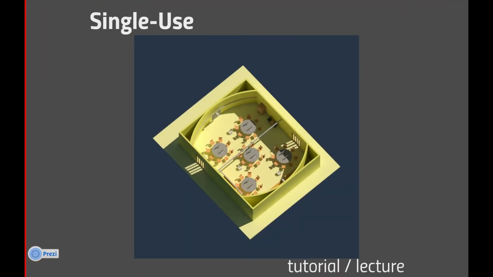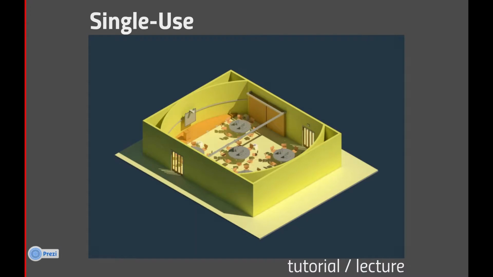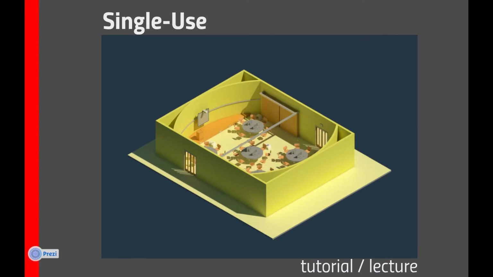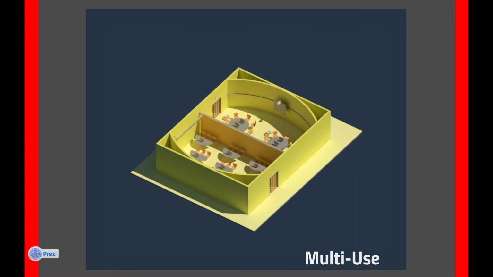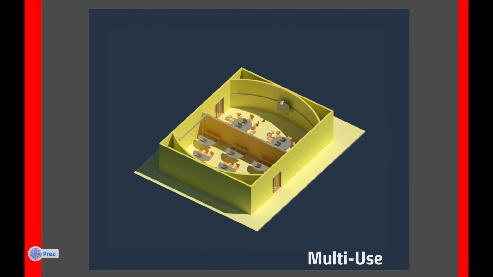You can see in this picture, the setting is the original use. It is for tutorial and lecture. When the partition wall is closed, the room is separated into 2 individual rooms. On the right hand side, it is used for tutorial, and on the left hand side it is used for lecture. The table can also be rearranged in any form to fit the multi-use.